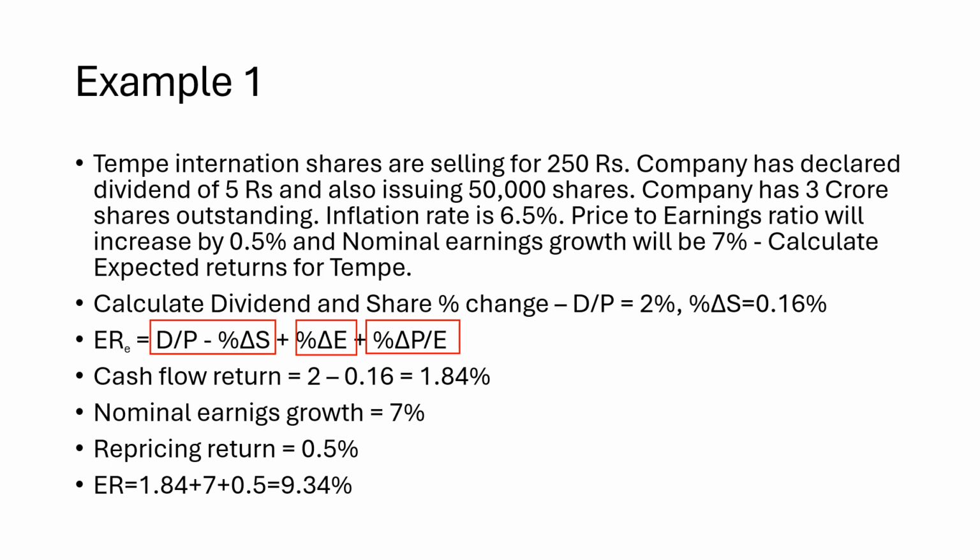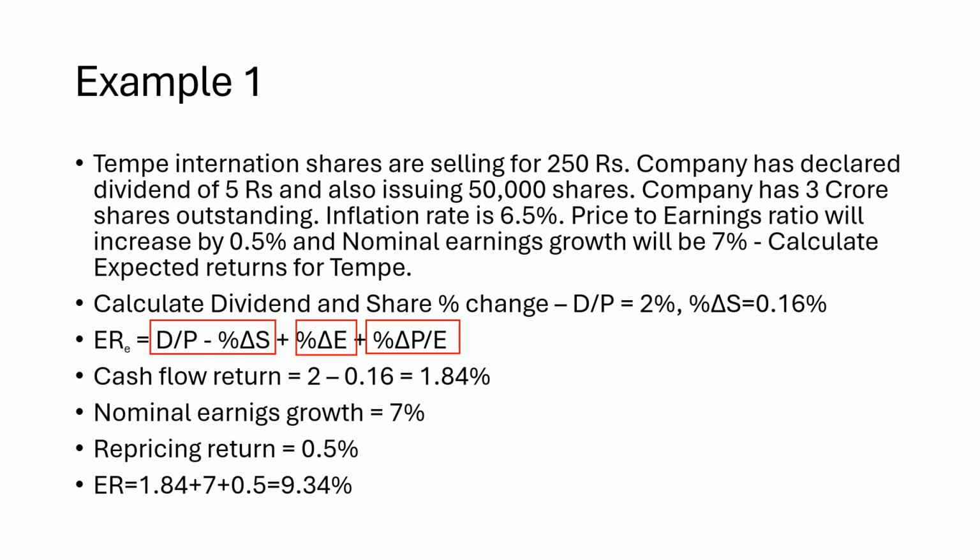First we will calculate the dividend yield. Dividend yield here is 2%, and then the share change. Now the company is issuing 50,000 shares. That means there is a change of 0.16%, and that is an increase in the shares. So here we are going to have the cash flow return as 2% minus 0.16%. Why minus? Because the company is issuing the shares. So we have a cash flow return of 1.84%.